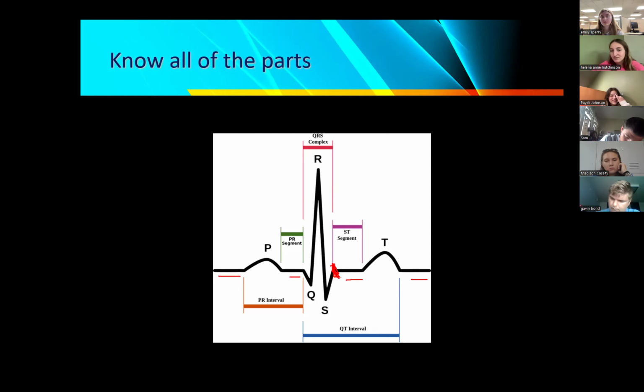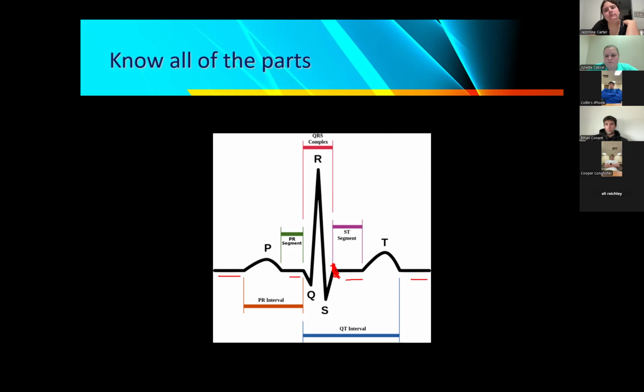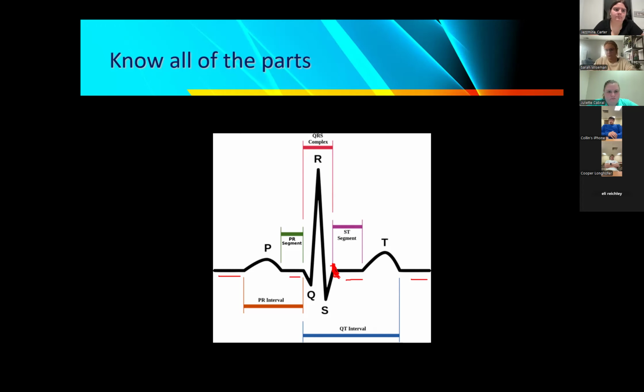Okay. So now, as we're going on and carrying on through here, again, Ethan, what does the T wave represent? It's going to be ventricular repolarization.